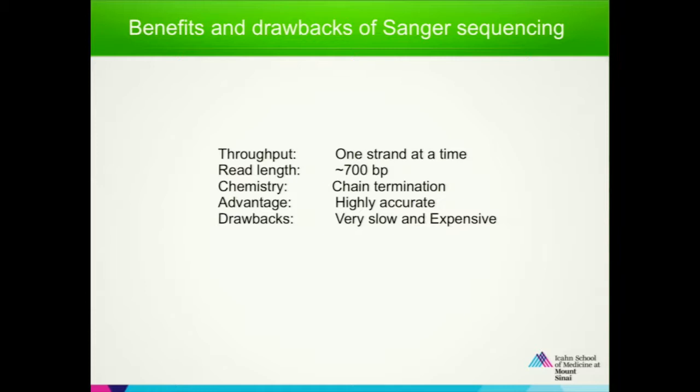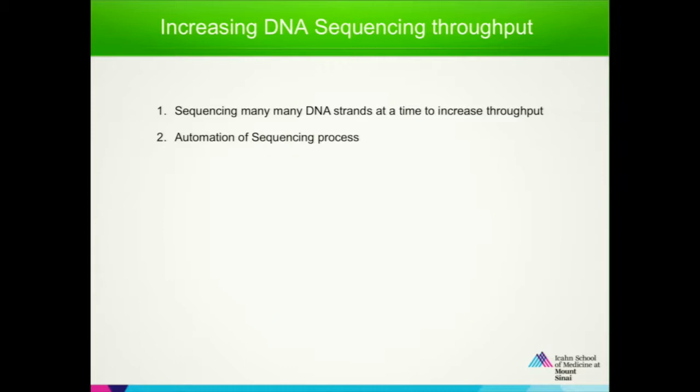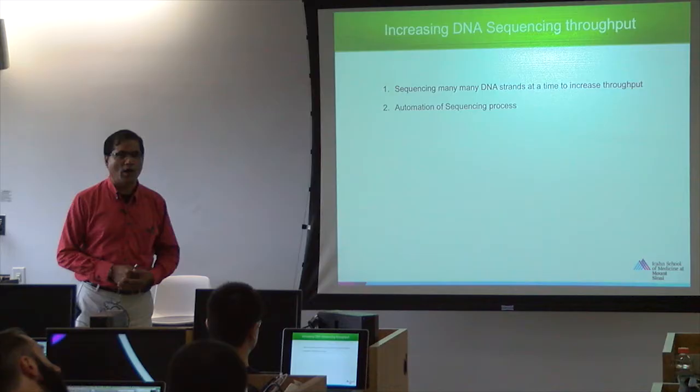That's very painful. But again, ideas were developed. What do we do? Instead of sequencing one strand at a time, we have to sequence several strands at a time. In parallel, we have to sequence many, many strands at a time, right? 700 bases, in many different reactions. That means we have to automate the sequencing process. So that's how the thinking went, right?